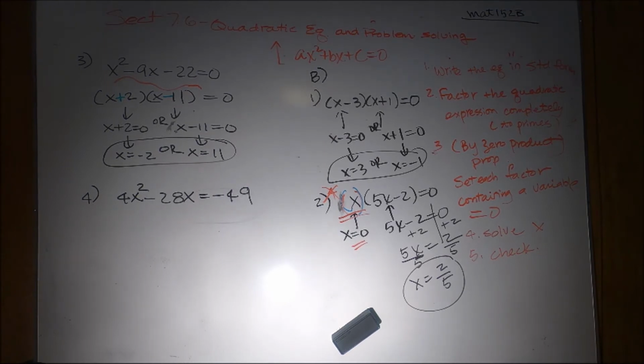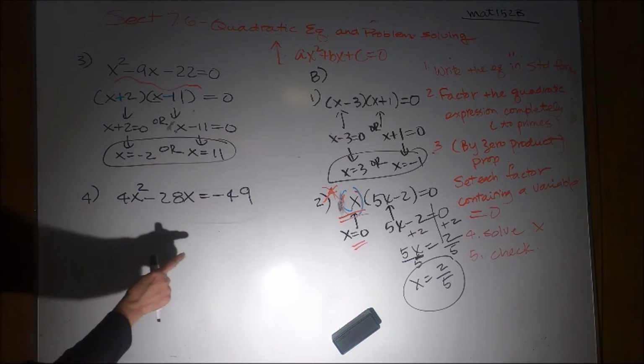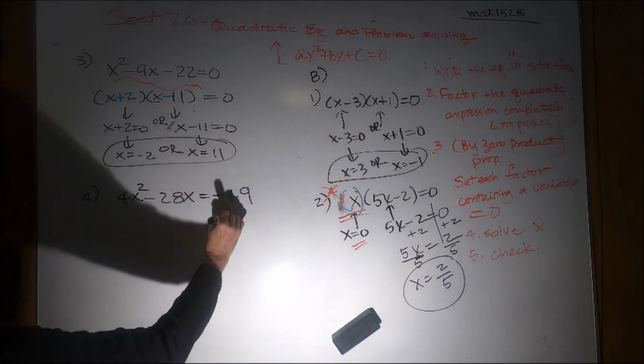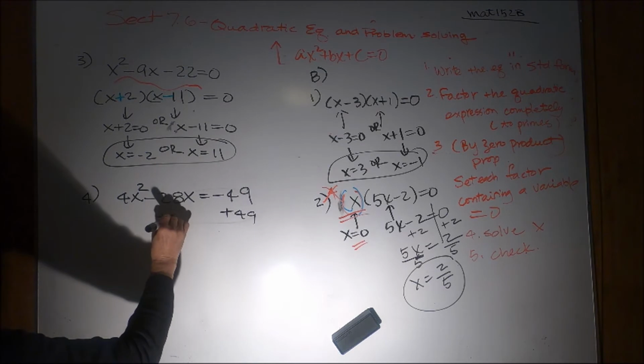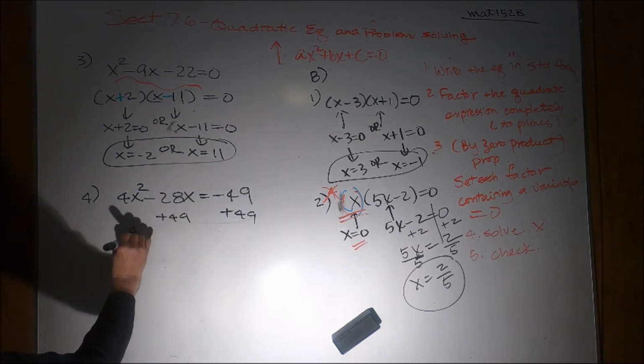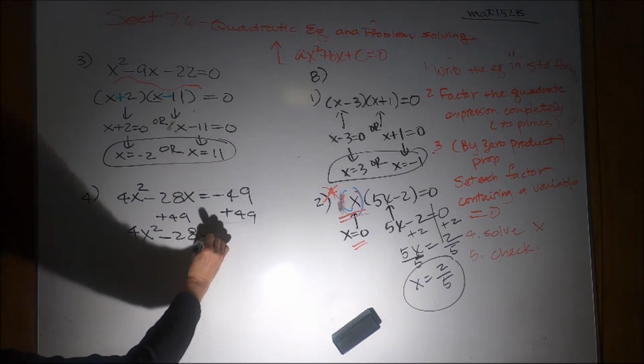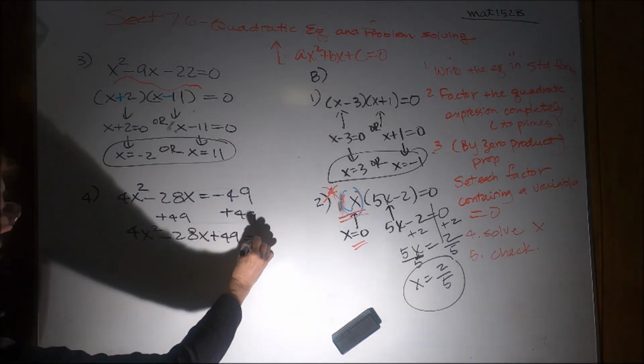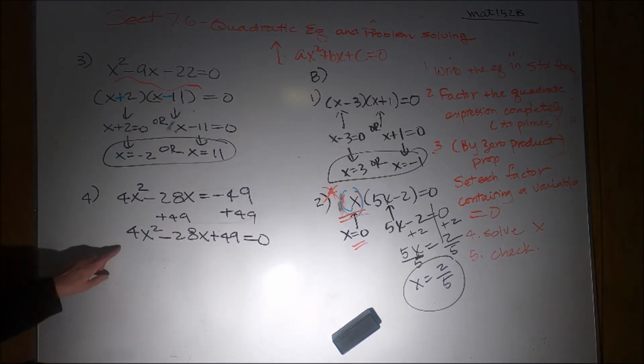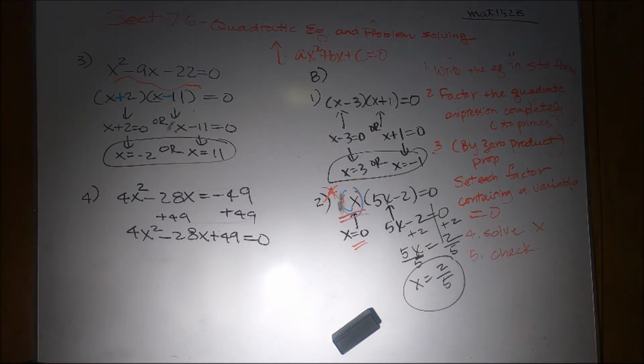So, how should we start this one? We should write it in standard form, right? So you will have 4x² minus 28x plus 49, right? Quadratic equation. How many terms do we have? 3 terms. Trinomial. Then how should we break it down? We should use what? AC method.